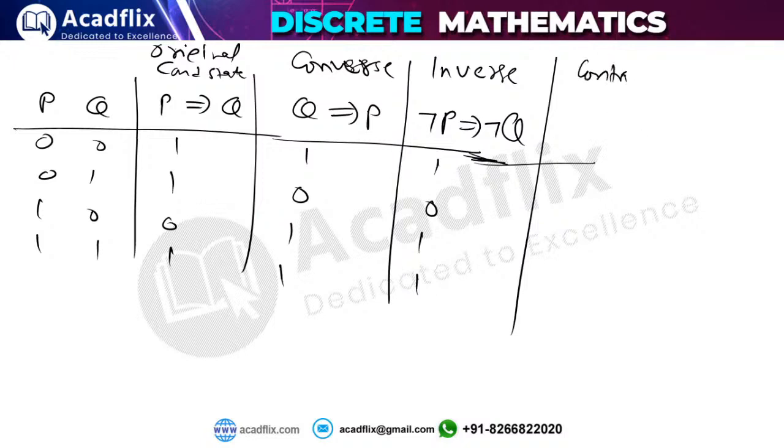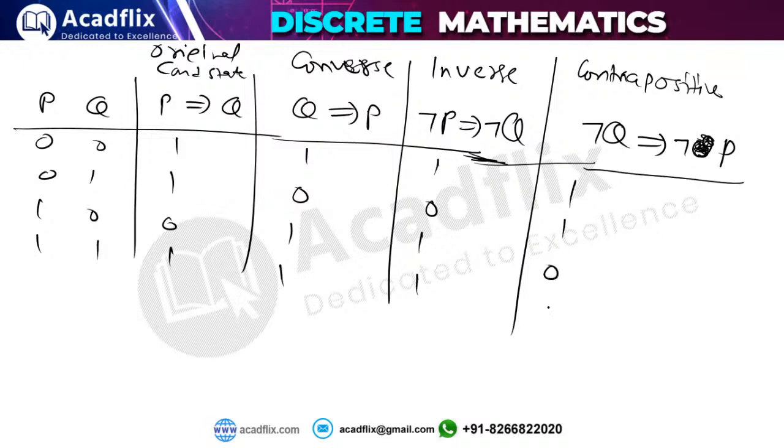Next we have contrapositive. What is contrapositive? That is not Q implies not P. And the truth table, if you find it for contrapositive, you will get 1 1 0 1. This is the truth table you will get. You can try it. After this class, you can try, and you will get this truth table.